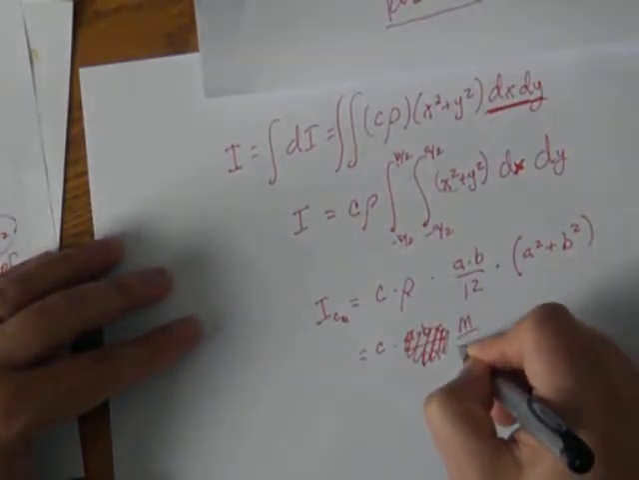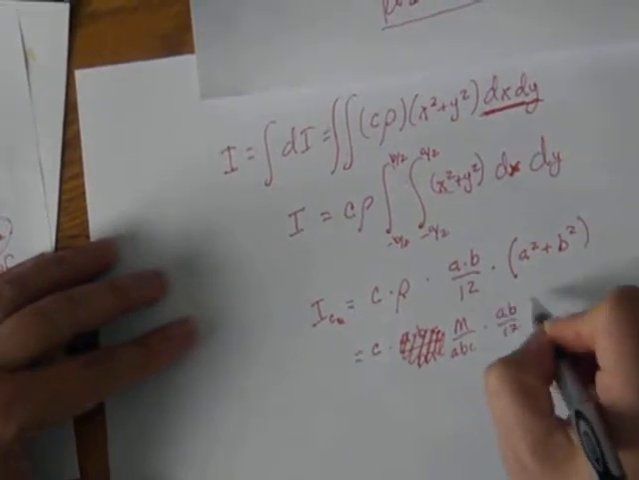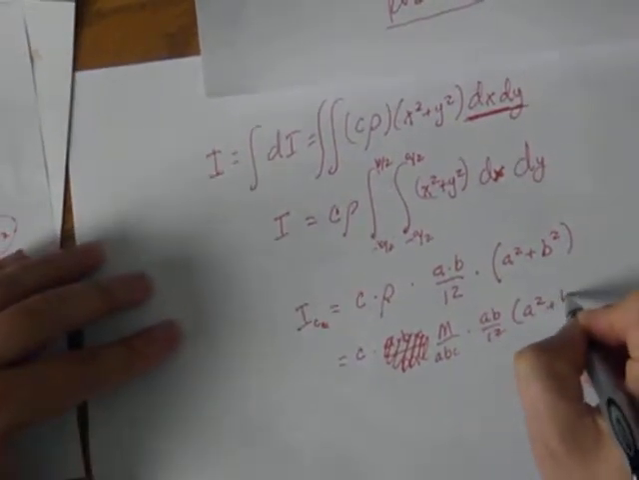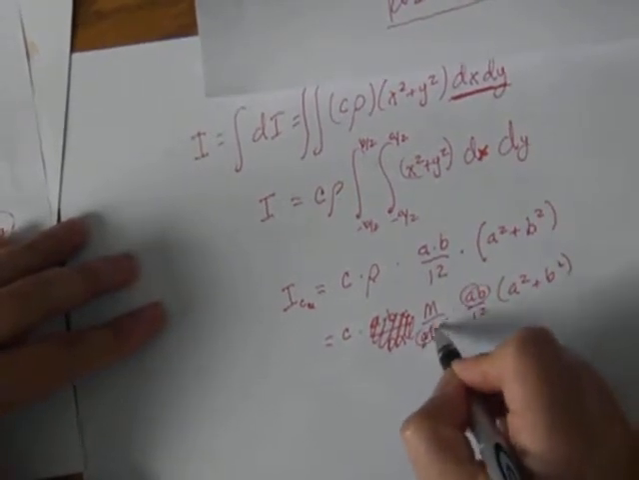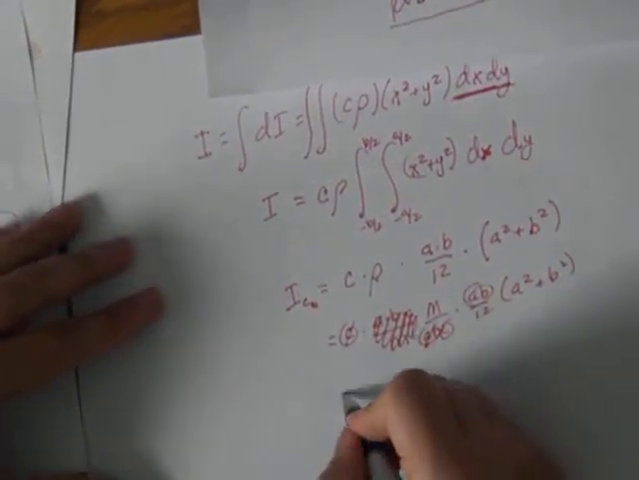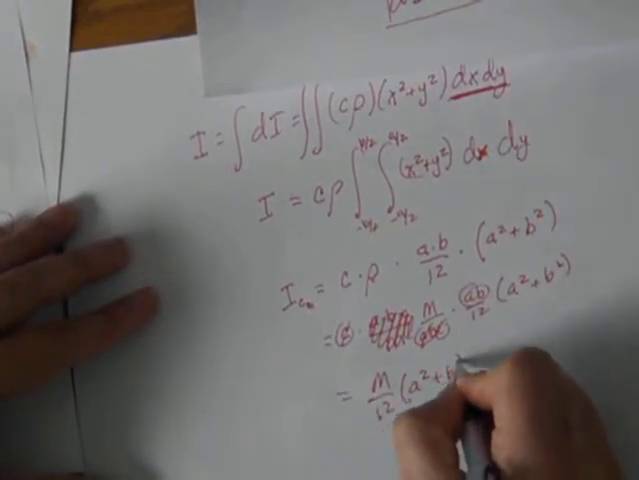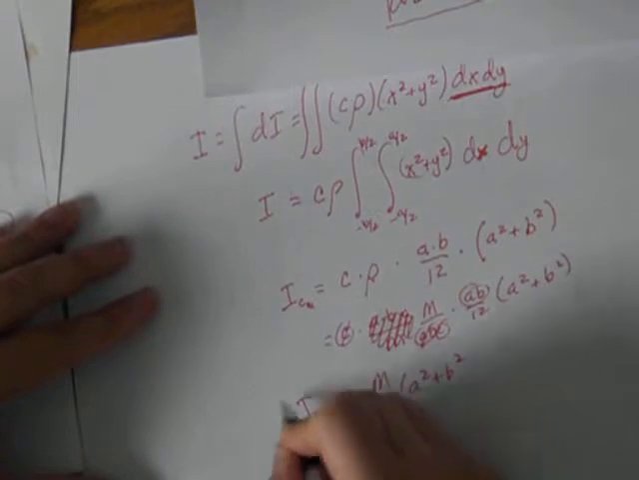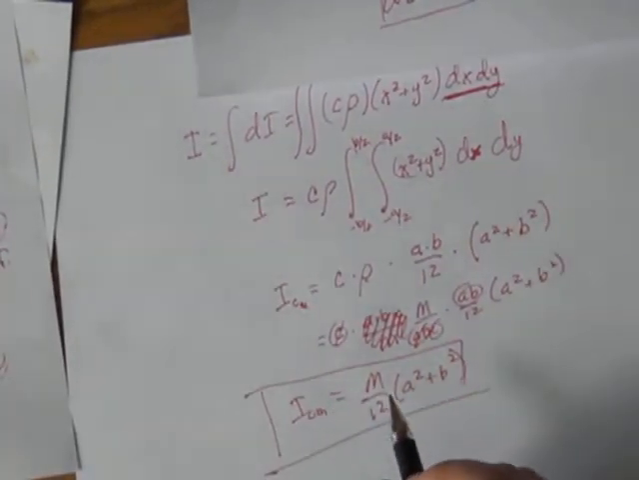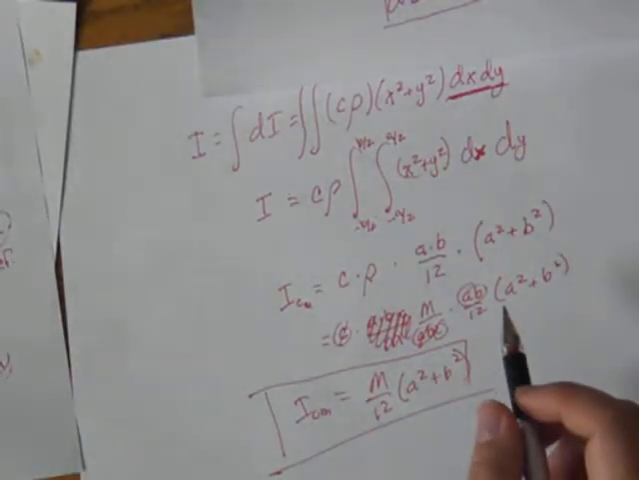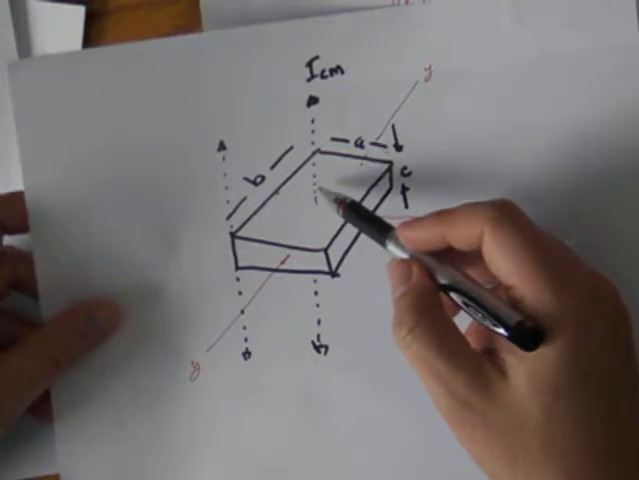So M divided by A times B times C, times AB over 12 times a squared plus b squared. You'll notice that a and b cancel here, c cancels here, and we're left with M divided by 12 times a squared plus b squared. And that's the inertia through the center of mass of the slab right here.